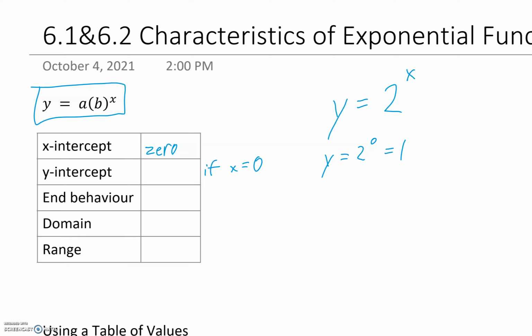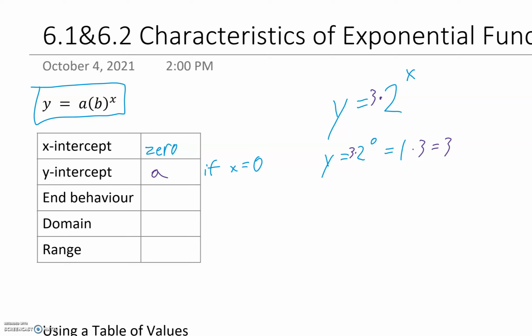Now, if we put an a value in front, so imagine you put a 3 here times 2 to the x, it'd be 1 times 3, or it'd be 3. So you can see how our a value is our y-intercept. Again, unless you have a transformation of some sort.